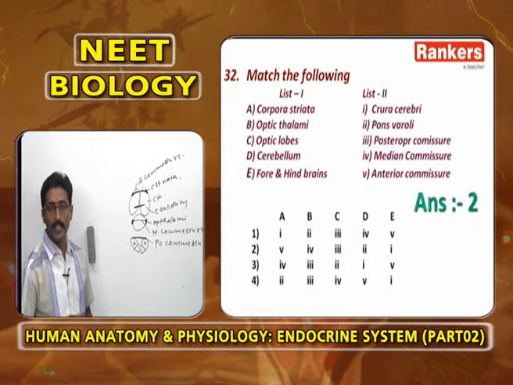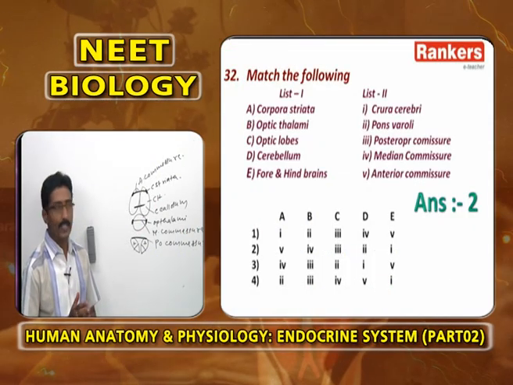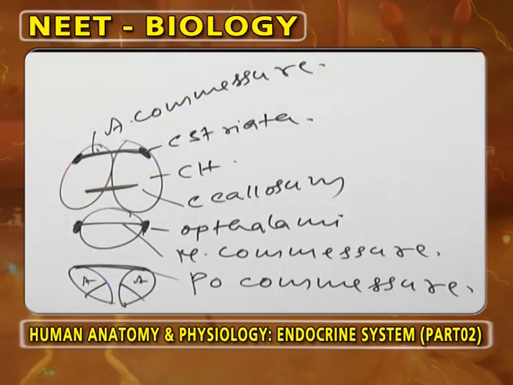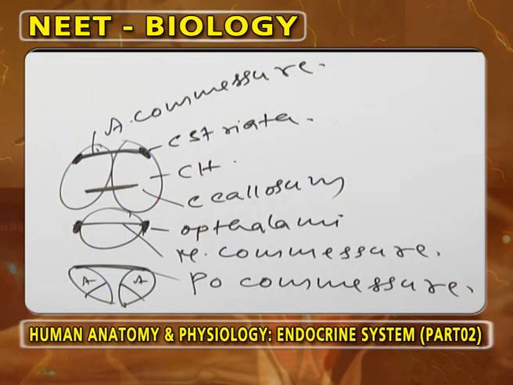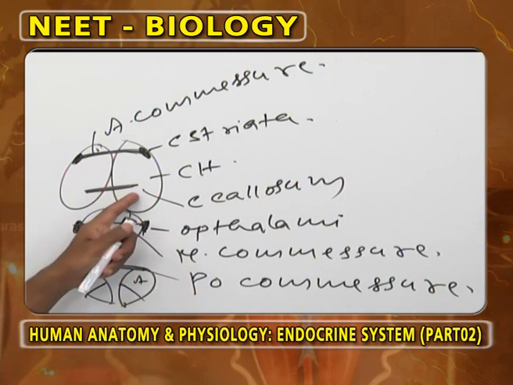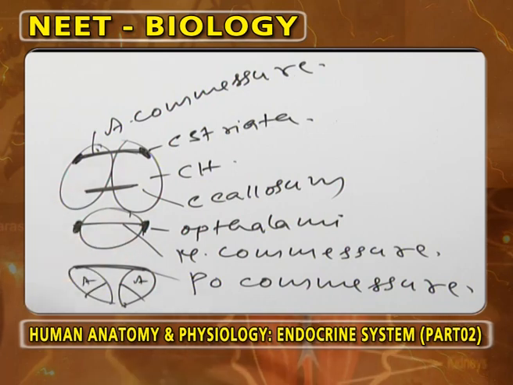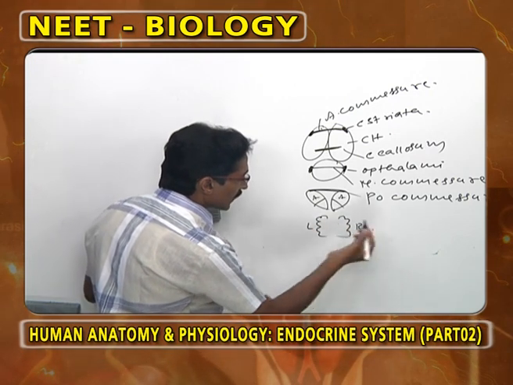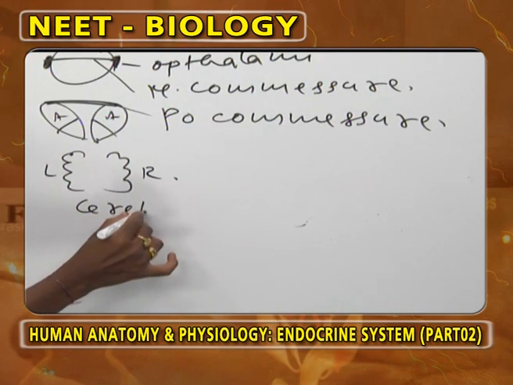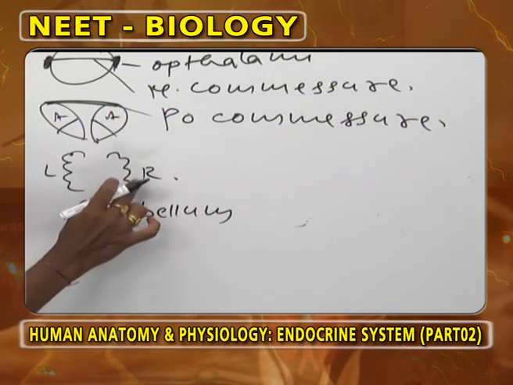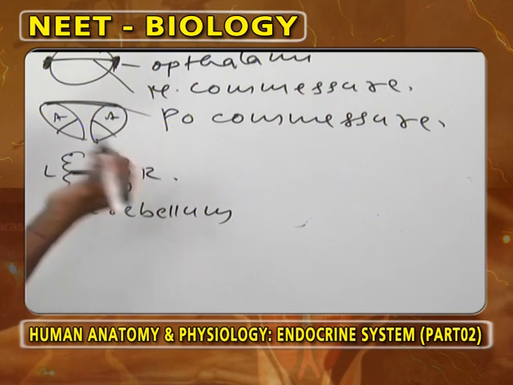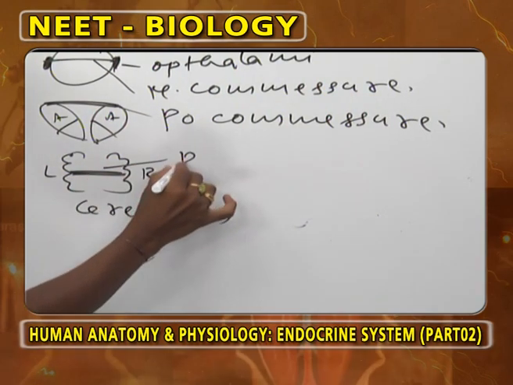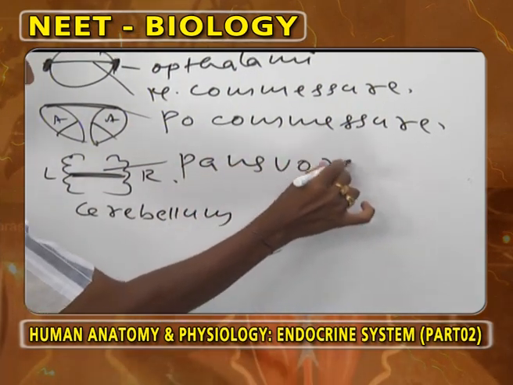Now you have to observe: corpora striata connected by the anterior commissure, optic thalami connected by the median commissure, and anterior optic lobes connected by the posterior commissure. The cerebellum, now this part we call the cerebellum. Now this is the left part, right part, and this one we call the cerebellum. The right and left parts of the cerebellum are connected by the pons varolii.